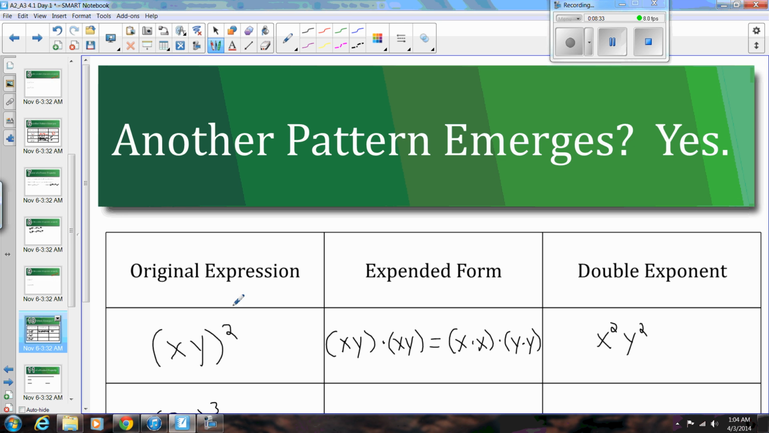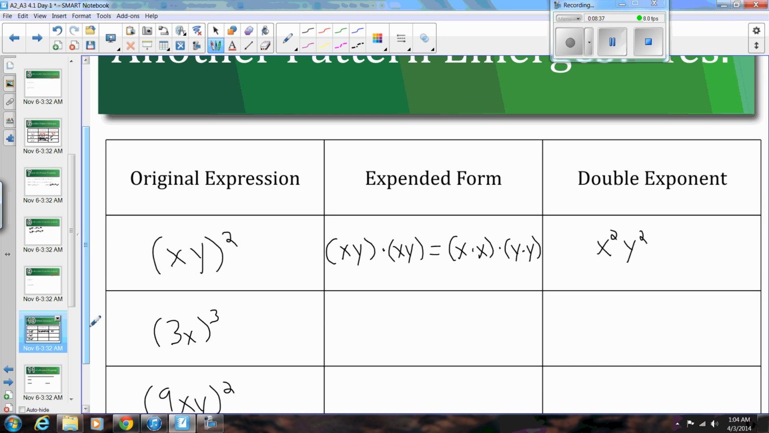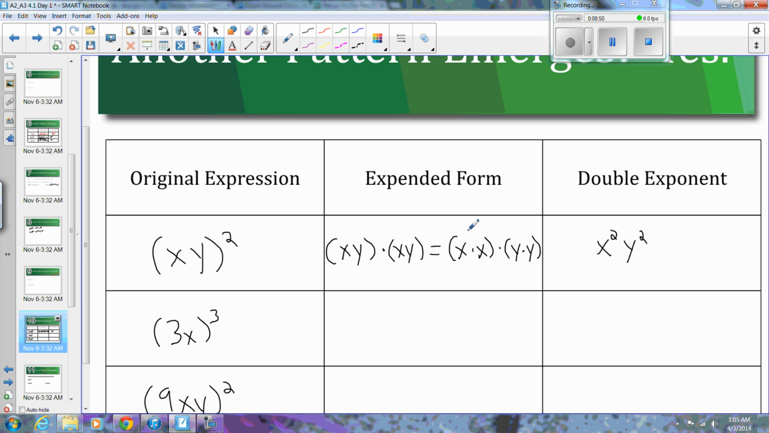Okay. Last property we'll be learning today. Another pattern that's emerging. If I say xy quantity squared, right? That's xy times itself. If I reorganize this, give you guys a second to answer in your head. What property am I using when I reorganize xy times xy to x times x times y times y? If you said the commutative property of multiplication, then you are correct.